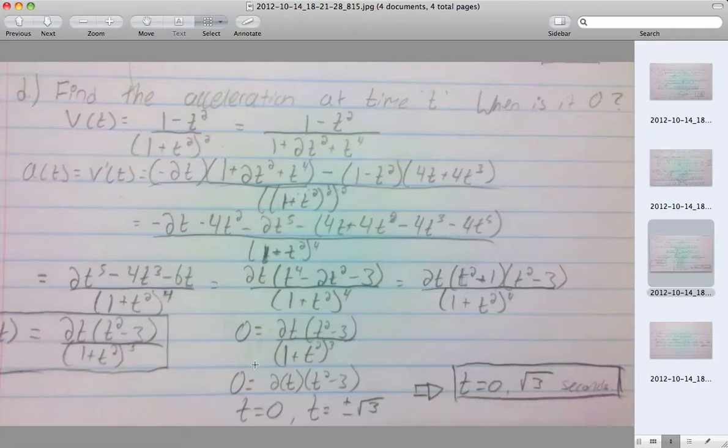And now, to find when the acceleration is 0, we just plug in 0 for the acceleration in this new equation. So 0 equals 2t, parentheses, t squared minus 3, over 1 plus t squared cubed. We can simplify that, because if we multiply the denominator over here, then that equals 0. So then we can factor that and find out that t equals 0 and t equals plus or minus root 3. And so that's our answer for that.